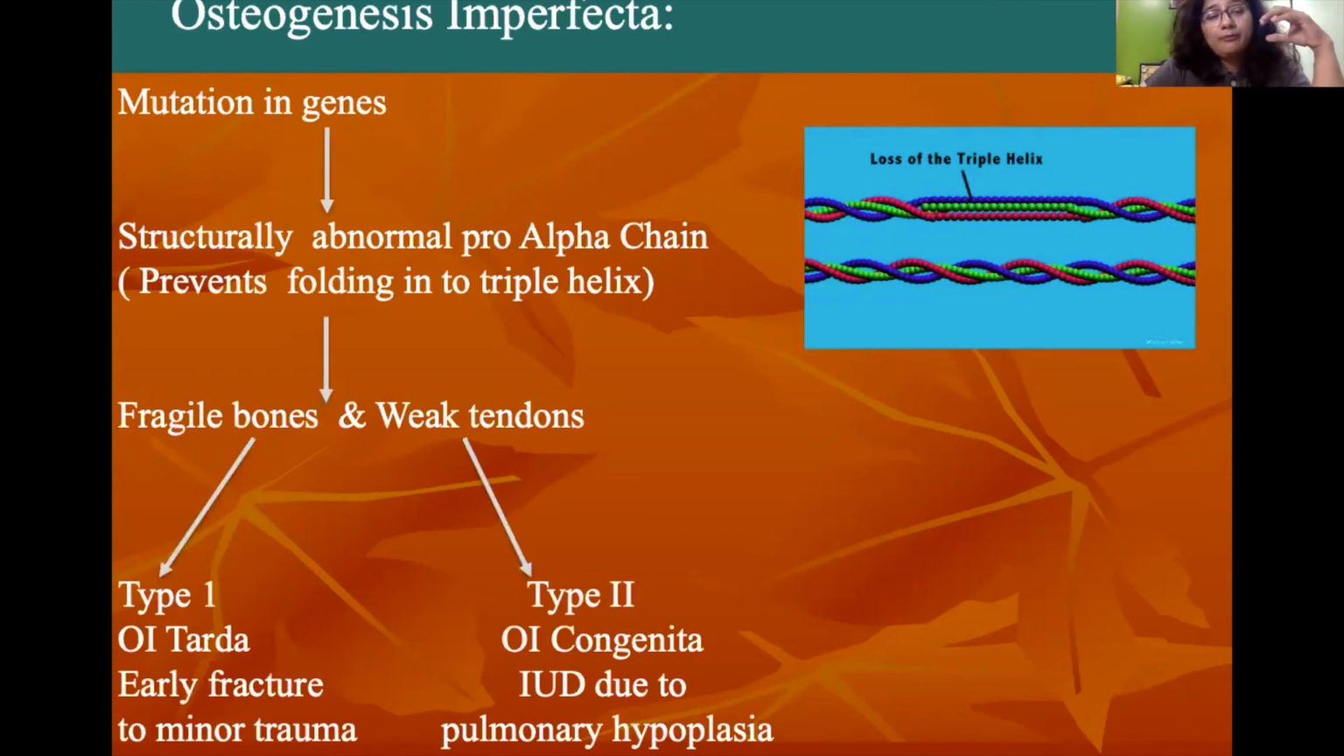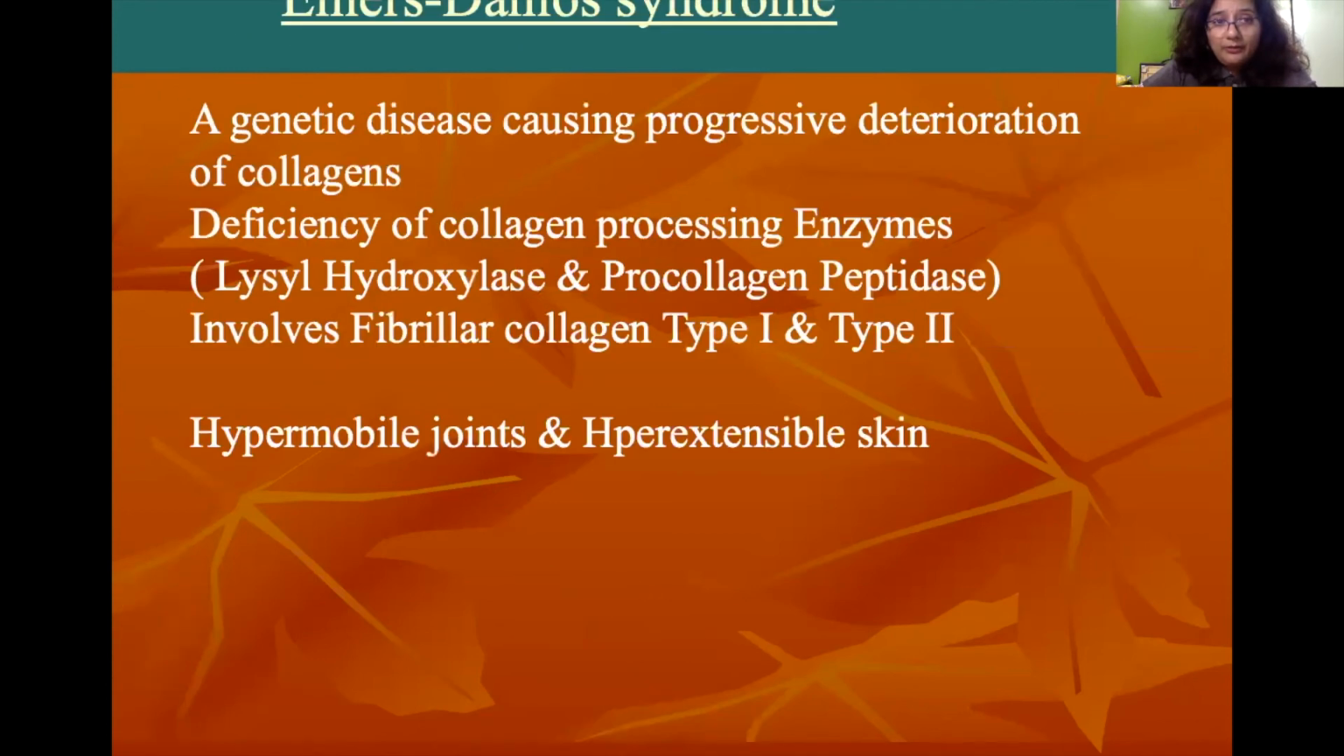Now, osteogenesis imperfecta type 1 is also known as osteogenesis imperfecta tarda. This leads mostly to early fractures from minor trauma. Now coming to type 2, that is known as osteogenesis imperfecta congenita, and this is a very severe disorder. That's why most of the patients die in utero due to pulmonary hypoplasia.